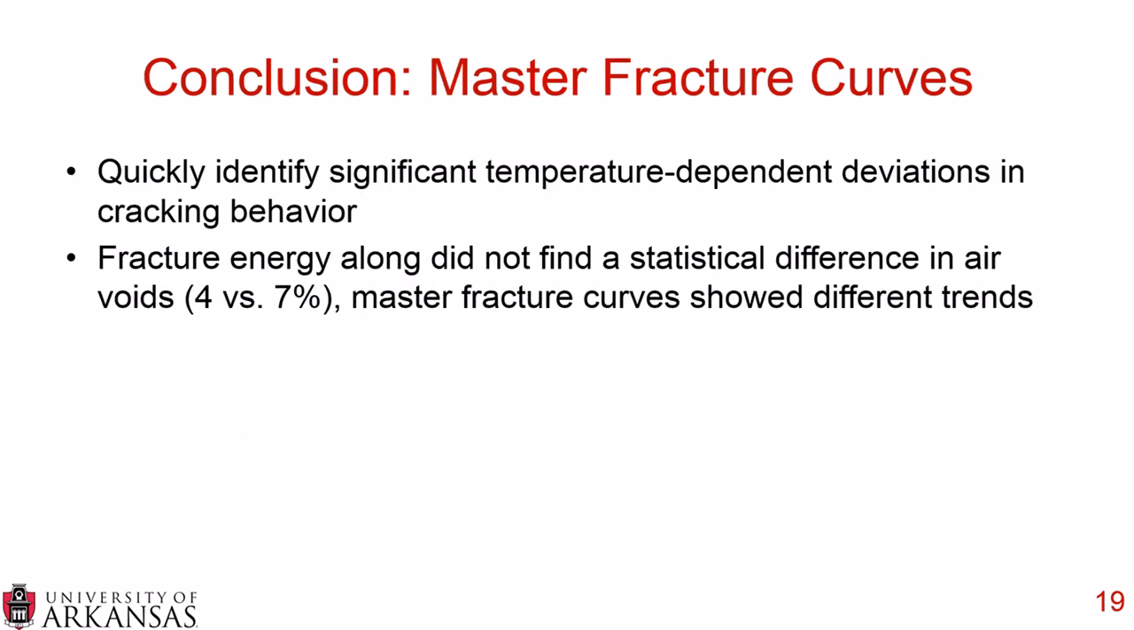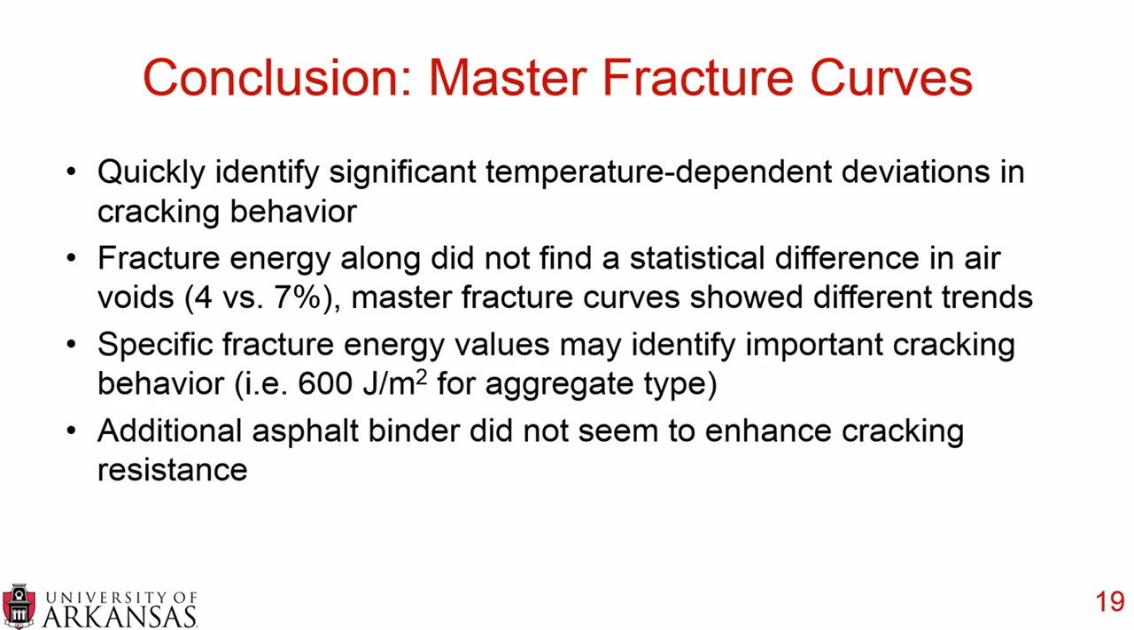So in conclusion, master fracture curves are a way to quickly identify significant temperature dependent deviations in cracking behavior. And while the fracture energy alone did not find a statistical difference in air voids at 4% versus 7%, the master fracture curves did show different trends, which is important and interesting. We found that 600 joules per meter squared for aggregate types may identify some sort of important cracking behavior or some sort of transition point in cracking behavior, which is quite interesting. And we also found that additional asphalt binder did not seem to enhance cracking resistance.